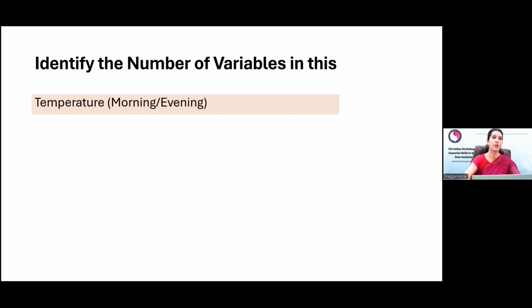So now, a few more activities for you people. Identify the number of variables in this temperature. If temperature is the variable, how many variables are here?